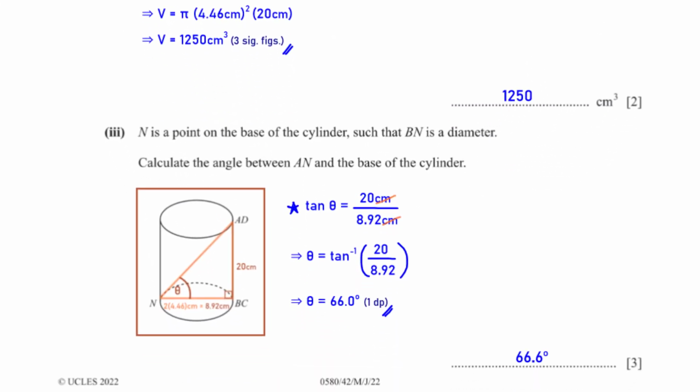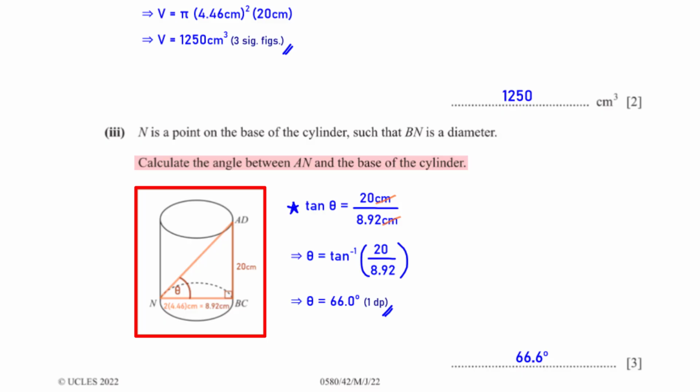N is a point on the base of the cylinder such that BN is a diameter. Calculate the angle between AN and the base of the cylinder. On the diagram, we've labeled this angle as theta. The height is 20 centimeters and the base is 2 times the radius, which is 4.46 centimeters. So we have 8.92 centimeters.